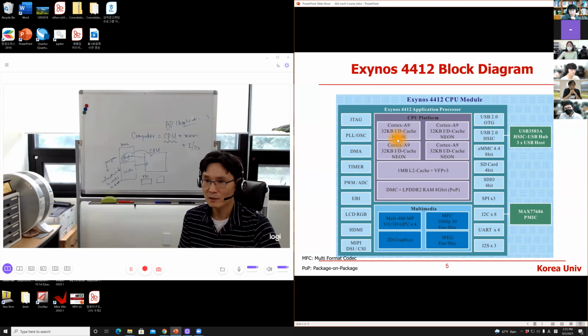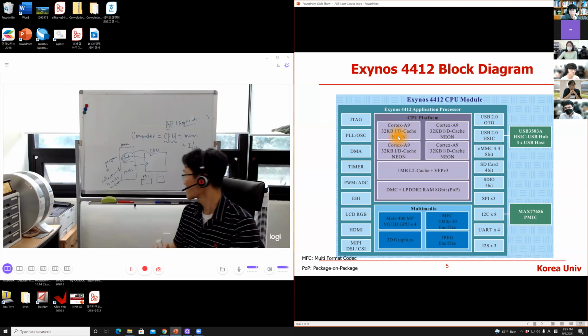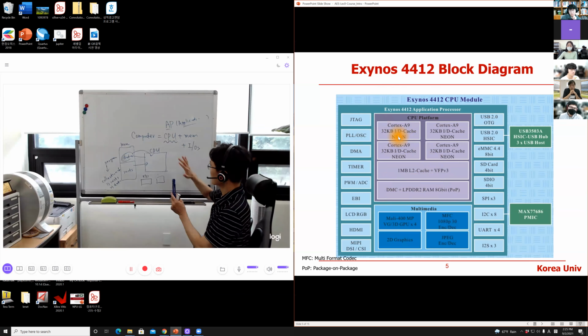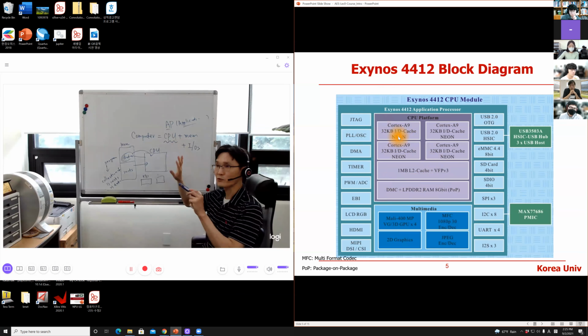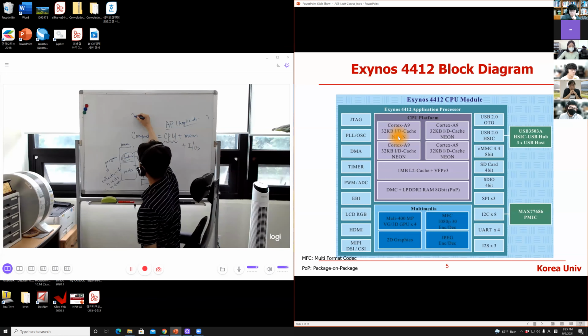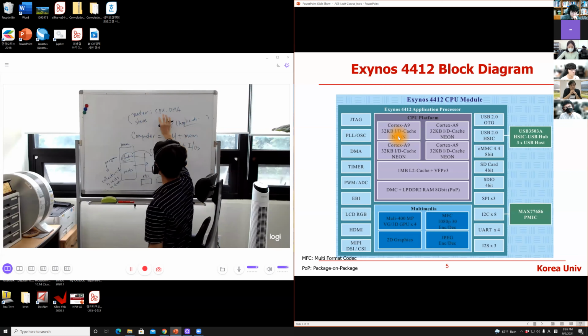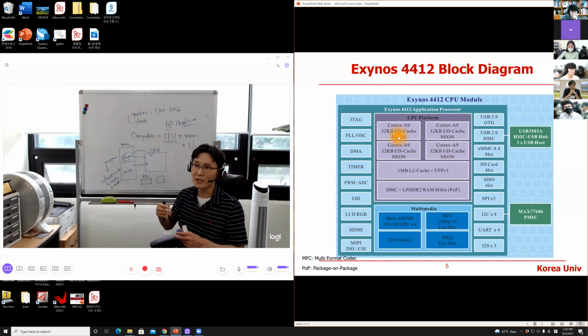CPU is master. So you can classify hardware components into two: master device or slave device. Master examples are CPU and DMA. Those two components are initiating transactions.